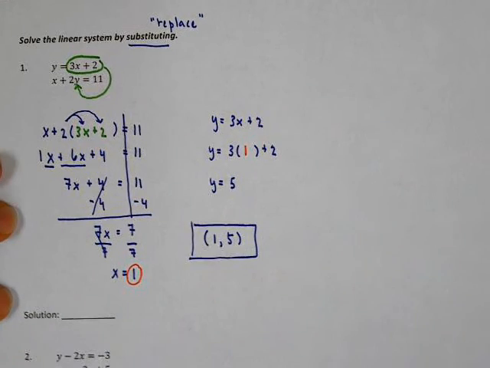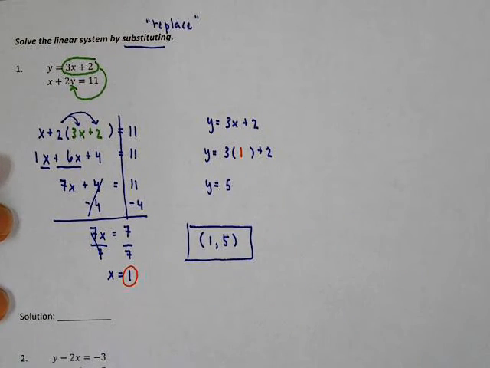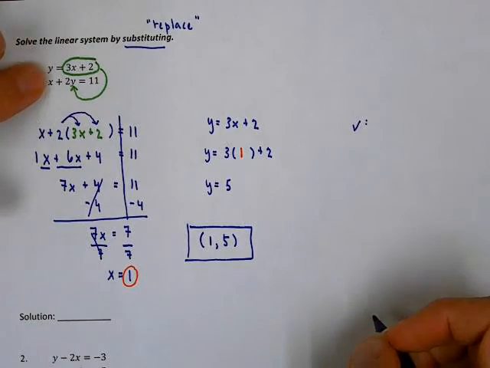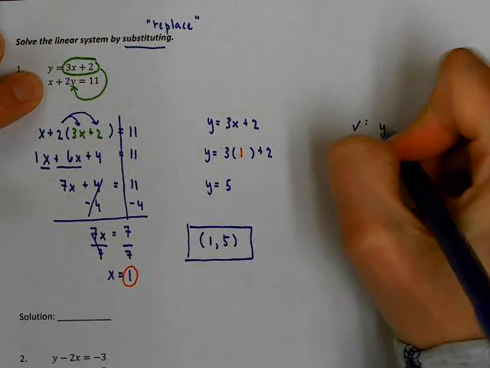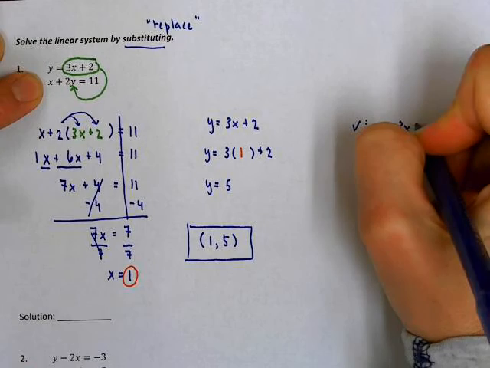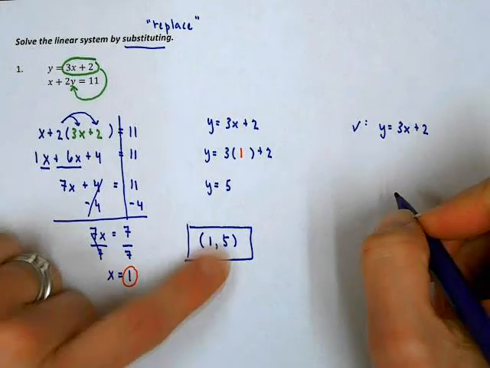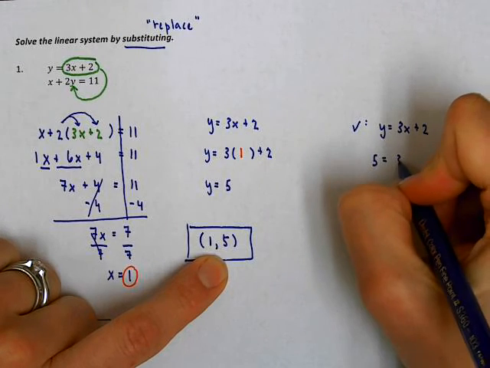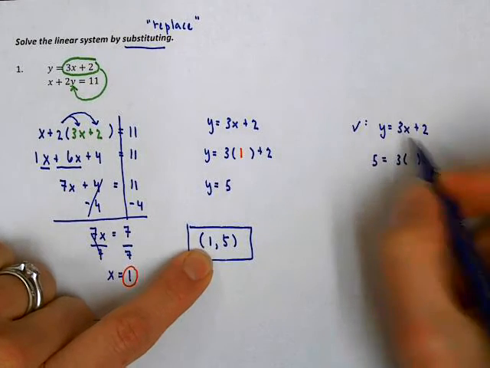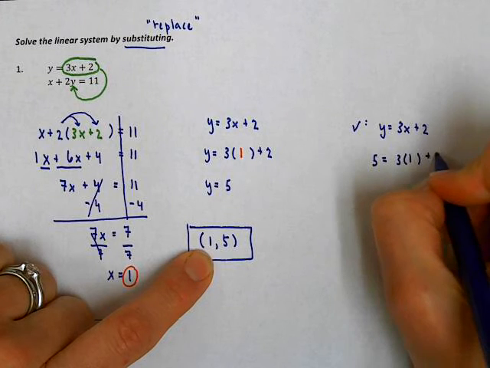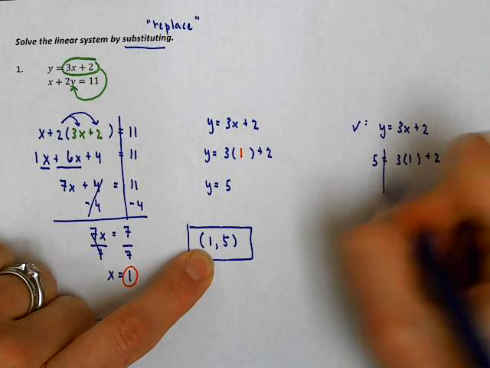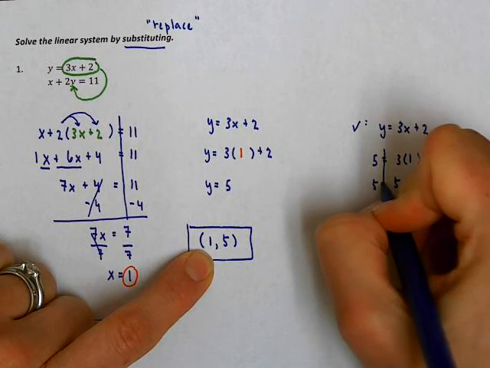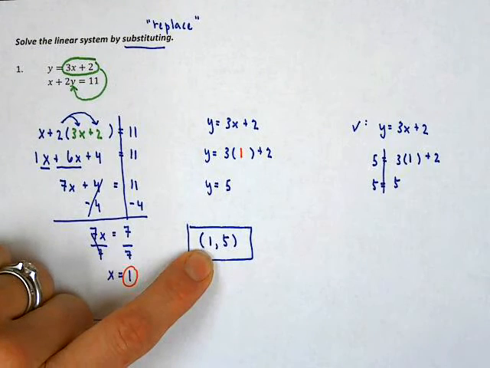Now again, we're always, for our last step, going to check our answer. So we're going to plug our ordered pair into both equations. So my first one was y equals 3x plus 2. So my y coordinate was 5. I have 5 equals 3 times my x coordinate was 1 plus 2. If I simplify this, I get 3 plus 2 is 5. 5 equals 5, so that checks out.